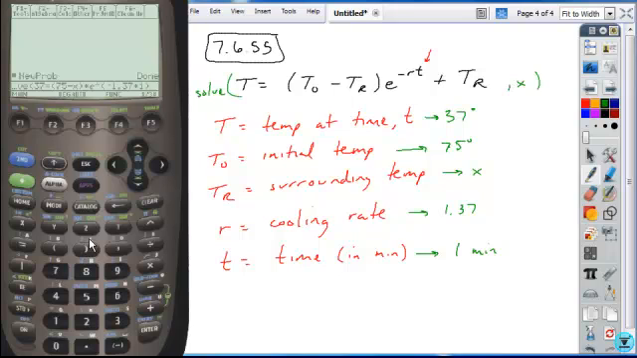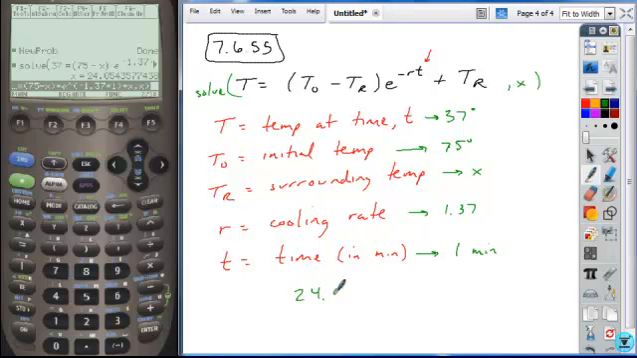You don't need to put it there. I just did it to make sure everything is labeled correctly. Then plus the surrounding temperature, which is, again, our unknown. And then we just tell the calculator, comma, x. We want to solve for that variable x. And when we do, we get our answer to be 24.05 is the temperature.